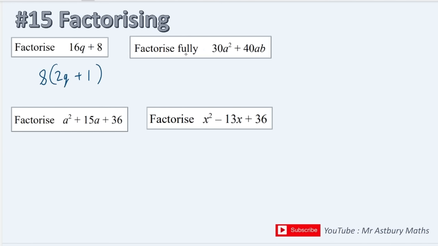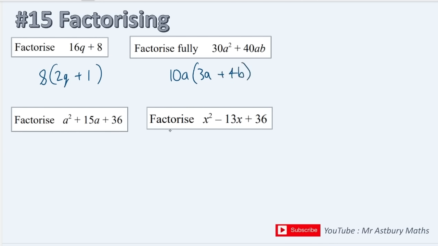Fully factorized, this implies that you're going to take out a numerical and an algebraic factor. So I can take out a 10 numerically, and I can also take out an a, because they both share an a. What do I have to times 10a by to give 30a squared? I've got to times it by 3a. And what do I have to times 10a by to get 40ab? I've got to times it by 4b.